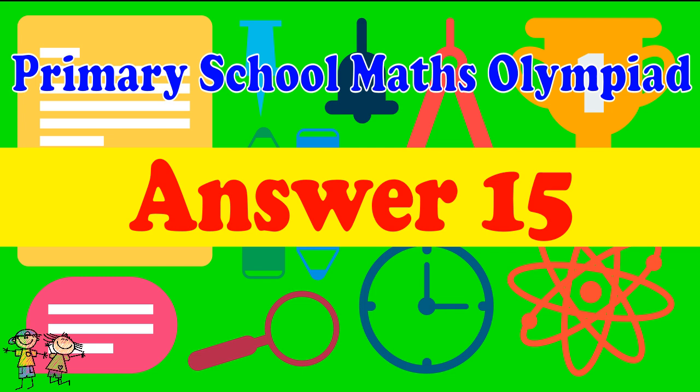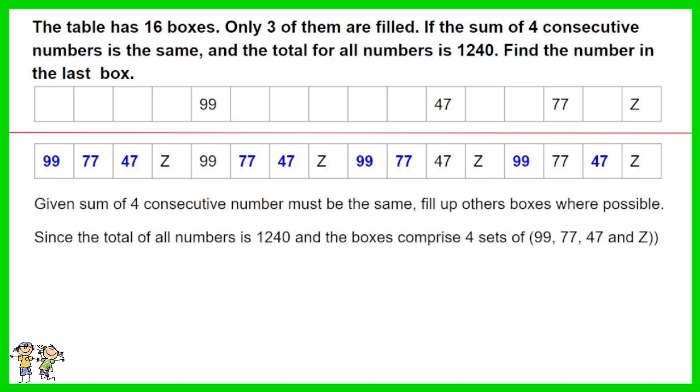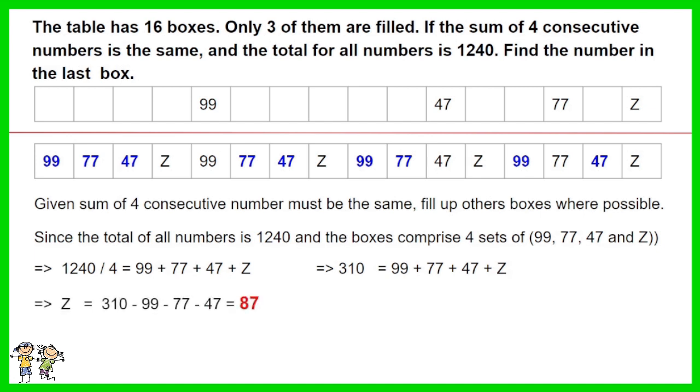Answer for question 15. Given a sum of 4 consecutive numbers must be the same, fill up other boxes where possible. Since the total of all numbers is 1240 and the boxes comprise 4 sets of 99, 77, 47 and Z, thus 1240 divided by 4 equals 99 plus 77 plus 47 plus Z. Work out the equation, the answer is Z equals 87.